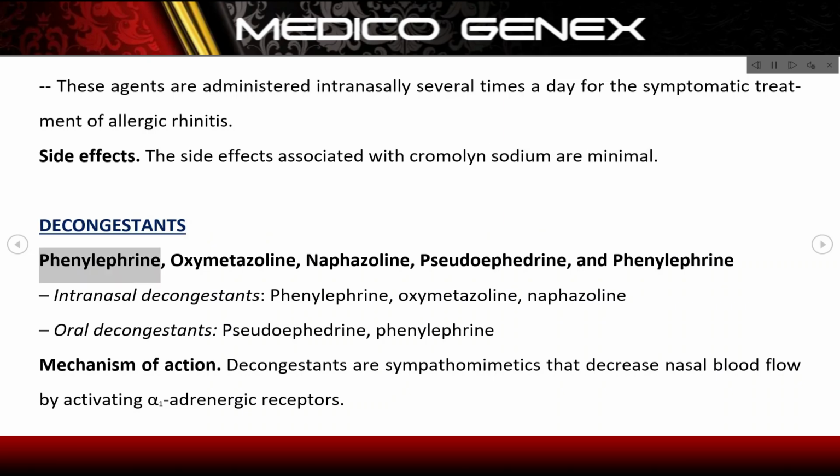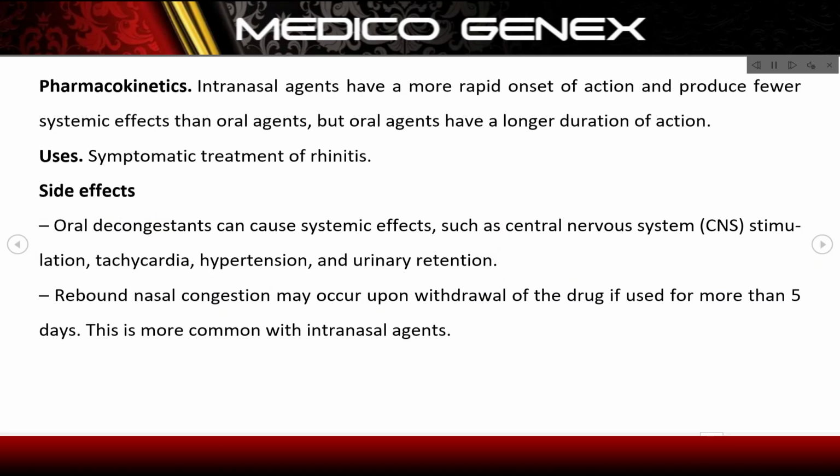Decongestants: phenylephrine, oxymetazoline, naphazoline, pseudoephedrine. Intranasal decongestants: phenylephrine, oxymetazoline, naphazoline. Oral decongestants: pseudoephedrine, phenylephrine. Mechanism of action: decongestants are sympathomimetics that decrease nasal blood flow by activating alpha-1 adrenergic receptors. Pharmacokinetics: intranasal agents have a more rapid onset of action and produce fewer systemic effects than oral agents, but oral agents have a longer duration of action.